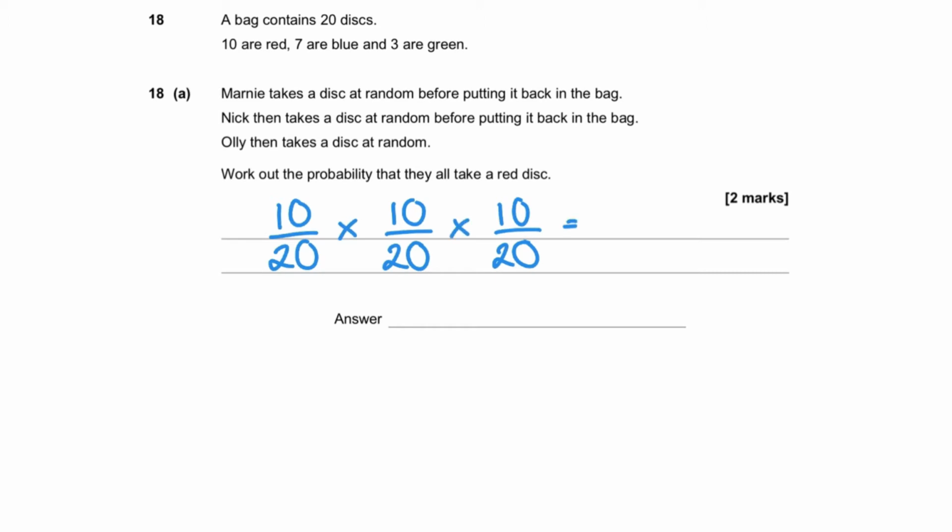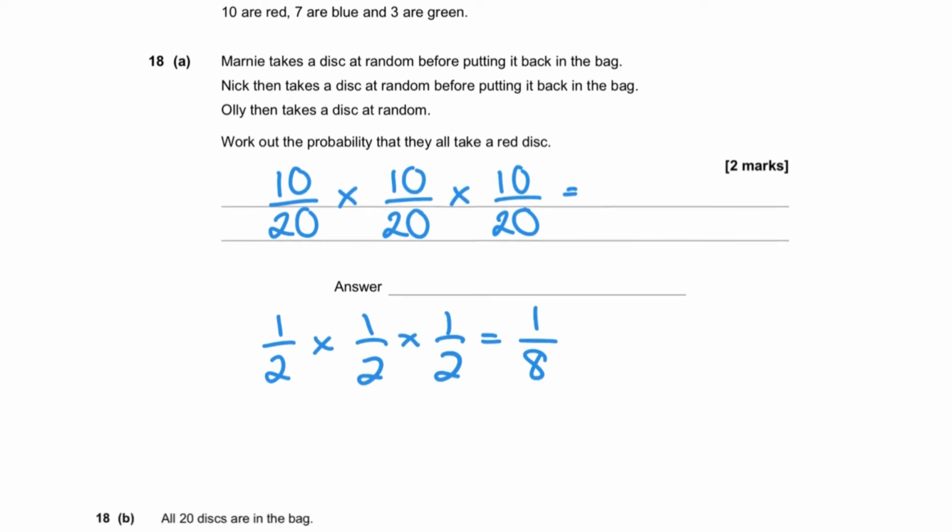So we can simplify the expression first. We can divide top and bottom by 10 to give us a half times a half times a half, which is equal to an eighth. So there's a 1 in 8 chance that all 3 of them will pick out a red disc.